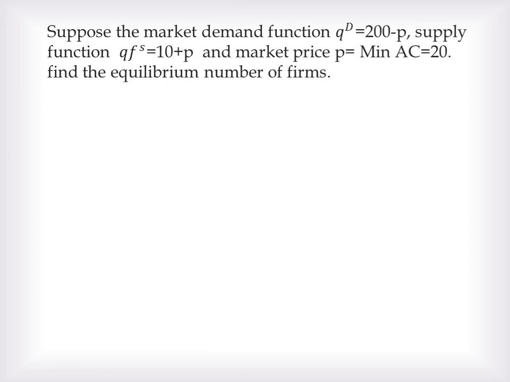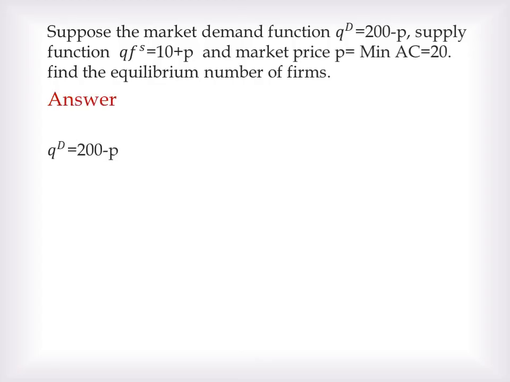It is explained with the help of an example. Suppose the market demand function QD is equal to 200 minus P and the supply function QF is equal to 10 plus P, and market price, which is equal to minimum average cost, is 20. Find the equilibrium number of firms.